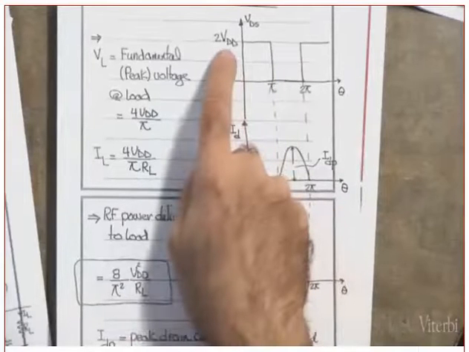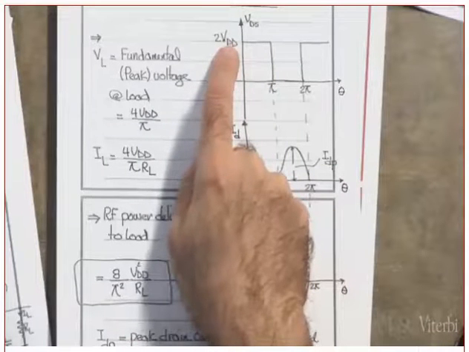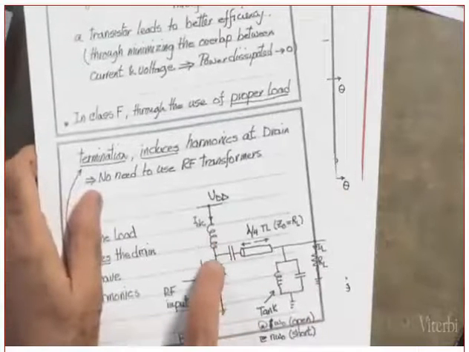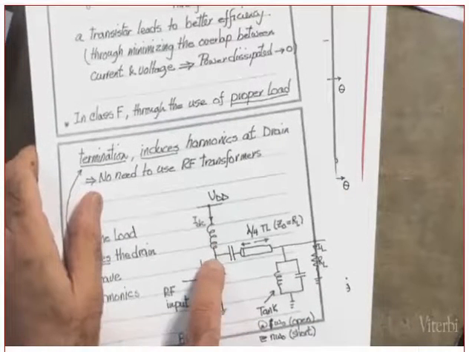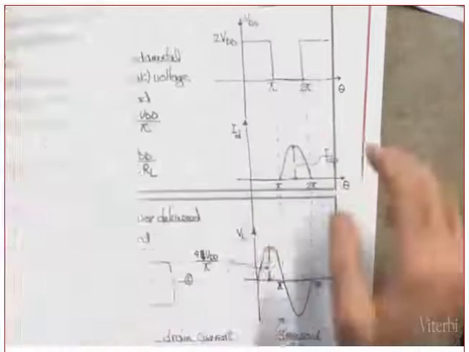Why is it 2 VDD? It is 2 VDD because we do have a choke here. The maximum it can go is 2 VDD. Did you get my point or not? Okay, good.